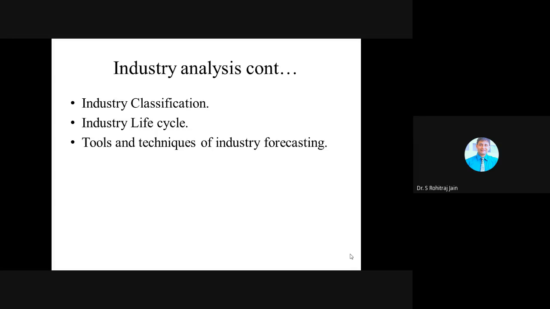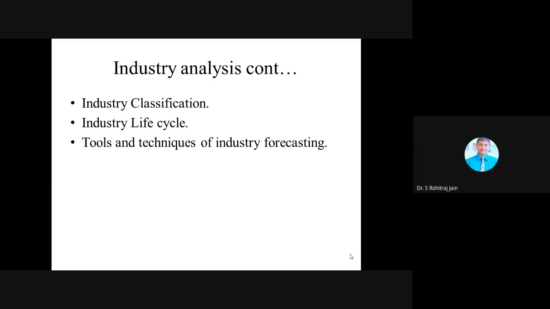Then we have cyclical growth industries. Cyclical growth industries are those which are influenced greatly by technical and economic changes, for example, the airline industry. So what we are studying now, students, is the industry classification. In that we are studying the classification by business cycle, right? Then we have the industry life cycle, students.